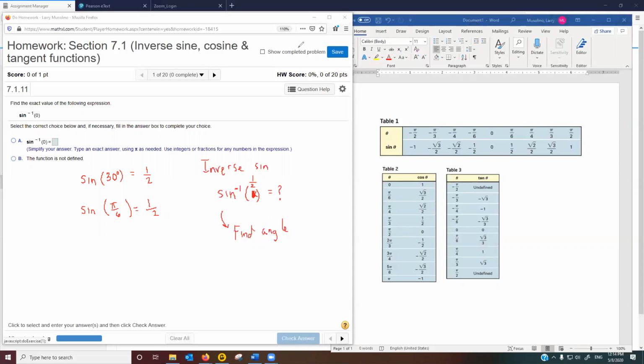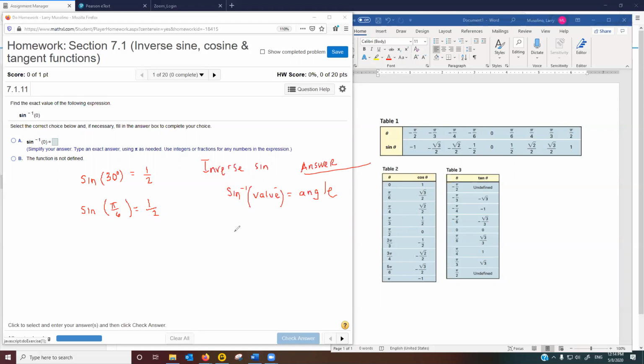Actually, let me rewrite this to make this a little clearer. Let me restart here. I want to write this as the inverse sine of some value. Now the answer I get from this inverse sine function is an angle. So our answer here is an angle.